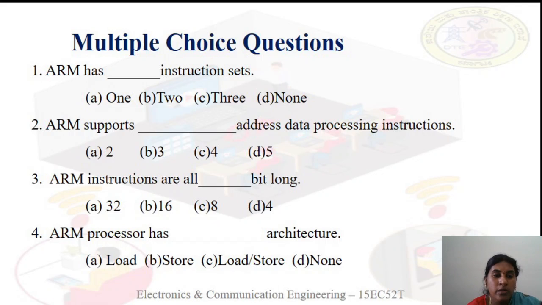Next one, ARM processor has dash architecture. They have given load, store, none. Load means you can fetch, that's all. Store means you can put the information to the memory. But ARM is mainly used for fetching or storing, both operations you have to perform. It means load and store both you want. That's why ARM processor has both load and store architecture. The answer is C, that is load and store.